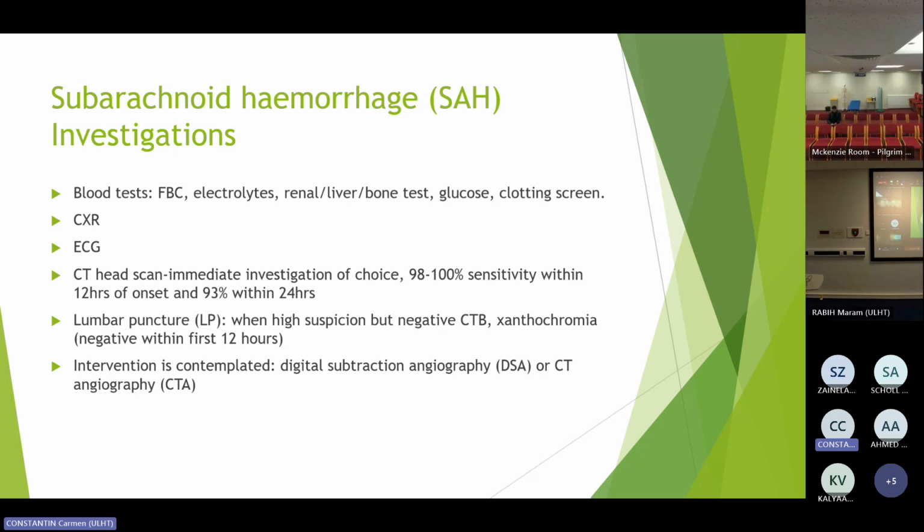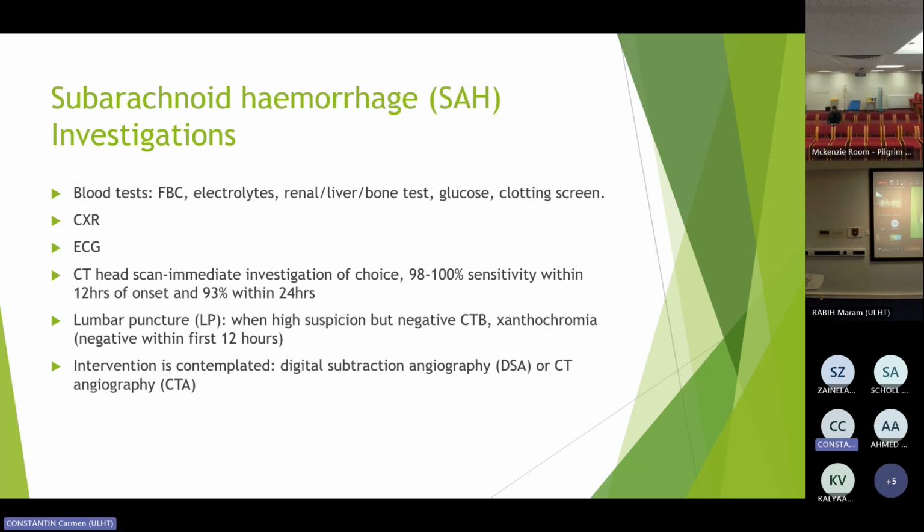Lumbar puncture is useful, and in your practice you will notice that this is the approach, especially when the suspicion is high but we have a negative head scan. And xanthochromia generally is negative within the first 12 hours. This is why lumbar puncture should be done after 12 hours if there is suspicion of subarachnoid hemorrhage.